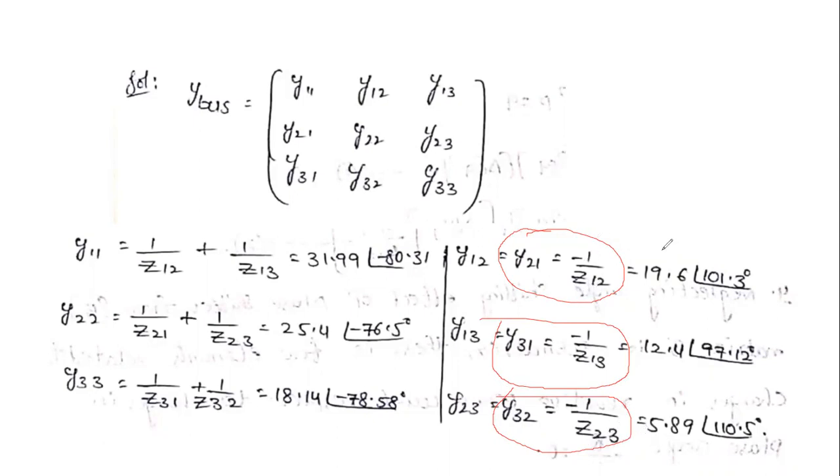Substitute all these values in this formula, then we determine the non-diagonal elements. These are the diagonal elements and these are the non-diagonal elements: minus 1 by Z12, minus 1 by Z13, minus 1 by Z23. This is the Y-bus matrix. After calculating these values, we form the Y-bus matrix.